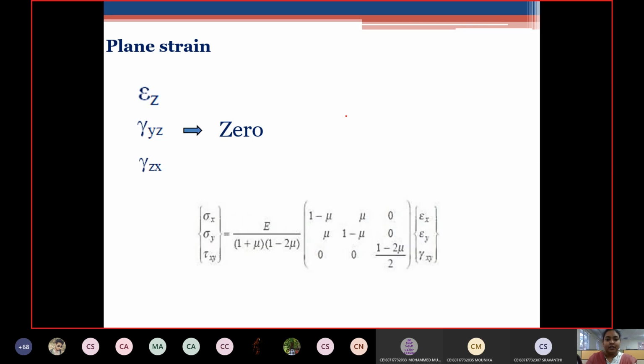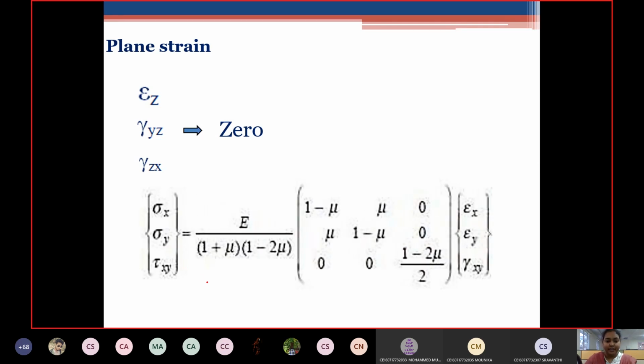Now this plane strain, when we derive, this is going to be our constitutive relative matrix for a plane strain problem. If you remember from the 3-dimensional 6 by 6 matrix, the only thing is you are just going to take the starting terms, 3 terms directly taken from your 3-dimensional matrix.